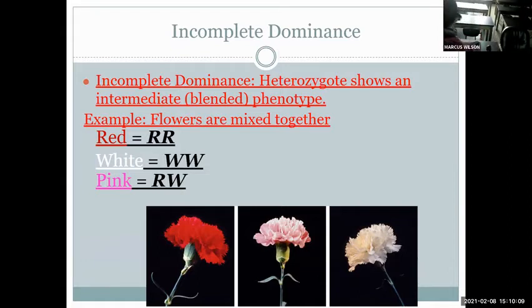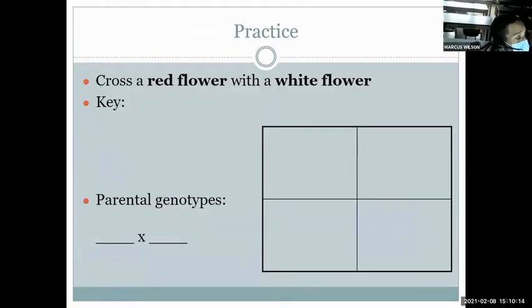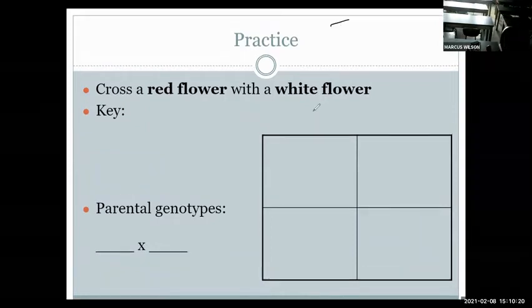Let's do an example of how this works. This is an example of an incomplete dominant problem. It's going to be incomplete dominance. I'm going to write that on there so you can see. So, incomplete.